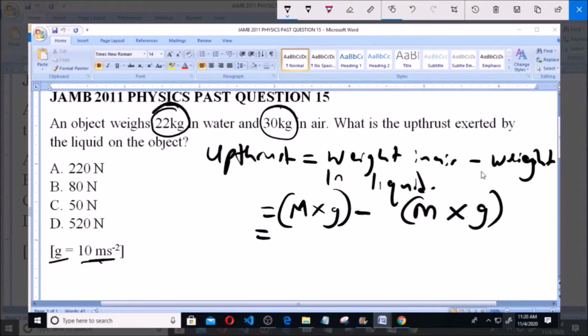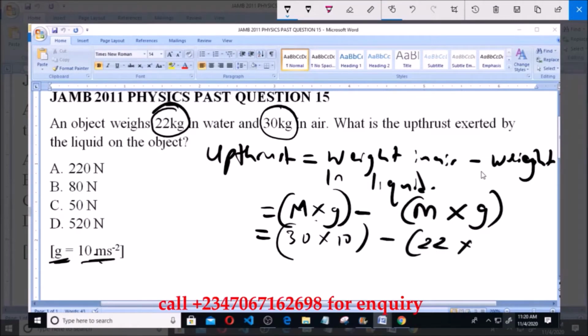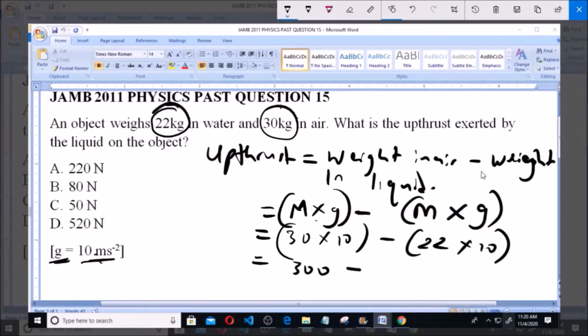Acceleration due to gravity is given as 10. So that is 30 multiplied by 10 minus 22 multiplied by 10. Solving that gives you 300 minus 220, which is equal to 80 Newton. So 80 Newton is the upthrust exerted by the liquid on the object. 80 Newton is option B, which is the answer to this question.